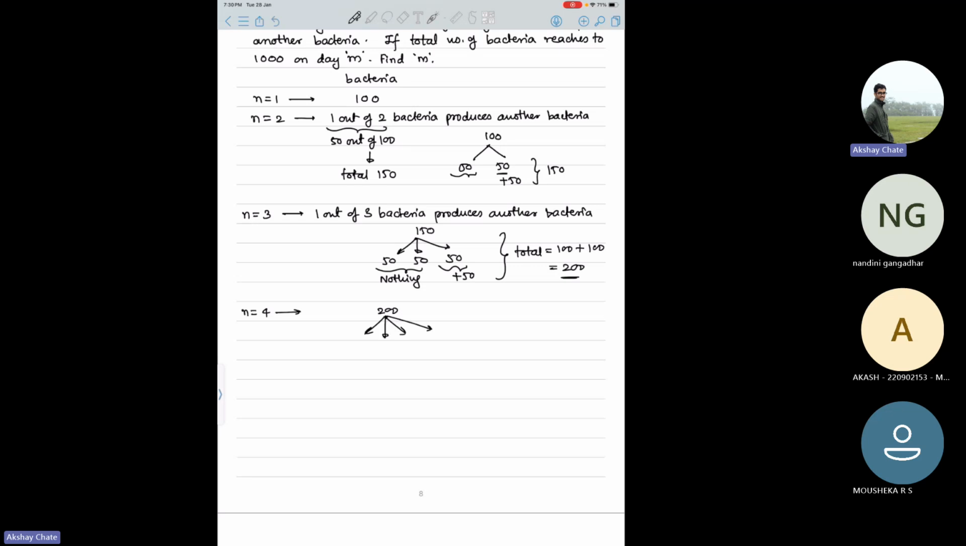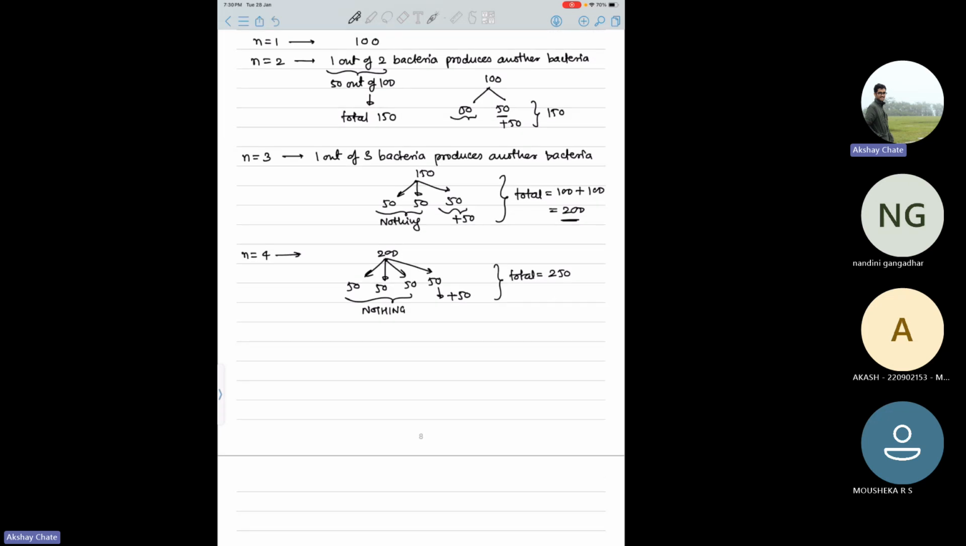So now it will be 1 out of 4. So you have to divide it into 4 groups of 50, 50. So these 3 groups will do nothing. These guys will produce 50 more. Only 50 will increase as the day increases. Yeah, so that is the trick. Okay, so at the end of day 4, what you observe is your total is nothing but 250. So basically every day it is increasing by 50.